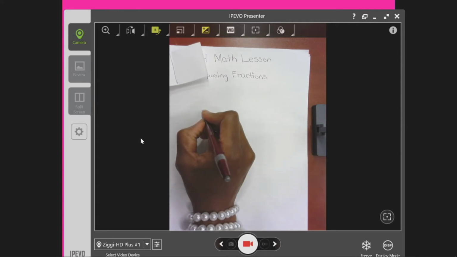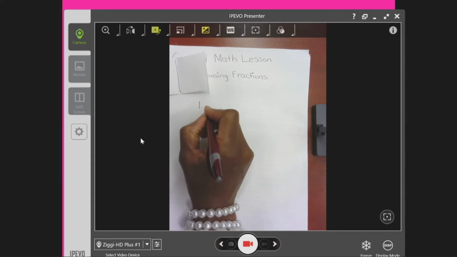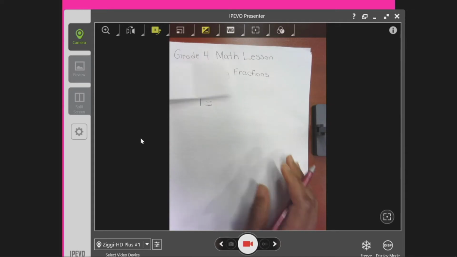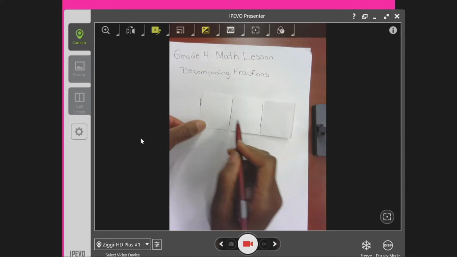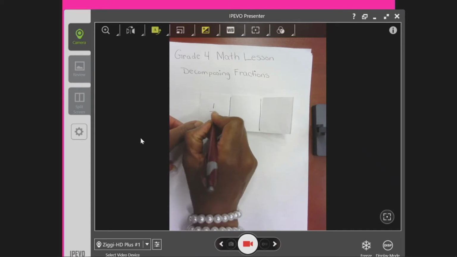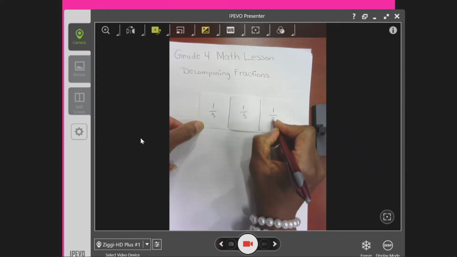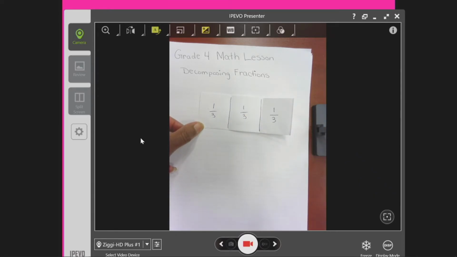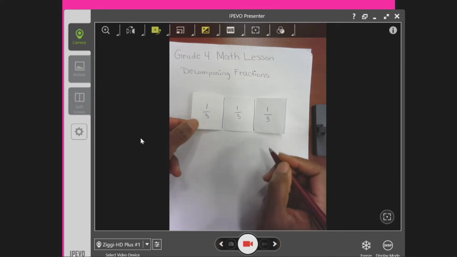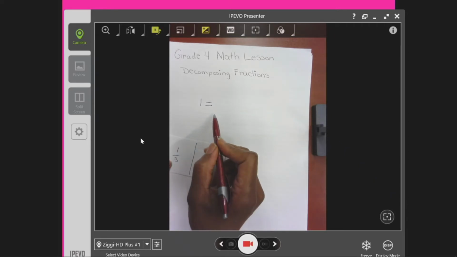So I'm going to write a number sentence that begins with 1 whole equals, and each of these is 1, 2, 3 parts that make up the whole. So this would be 1/3, 1/3, and again 1/3. I would like for you to label your paper strip in this manner. Very good.